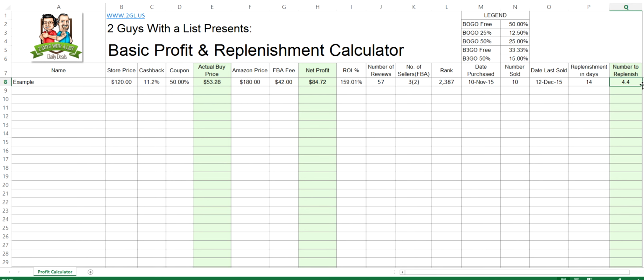Okay, so I hope that has been some interesting information for you, and that this calculator is useful to you in helping you to calculate your basic profits and to give you a basic guide on how many items you should be replenishing.